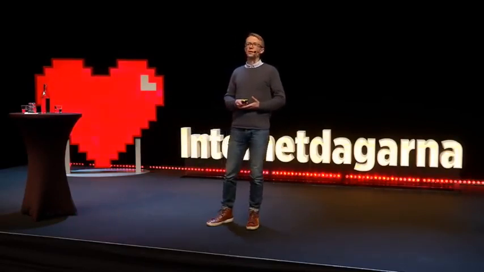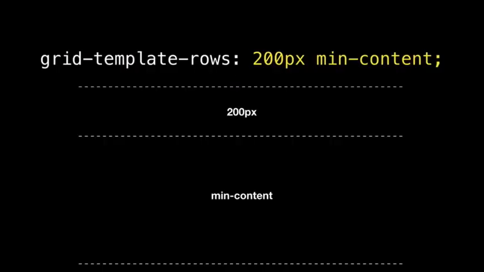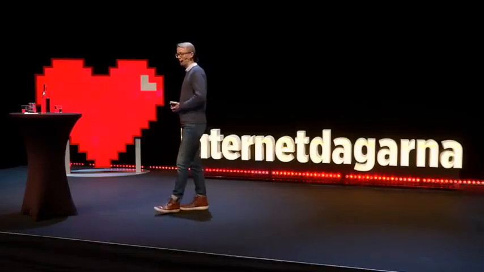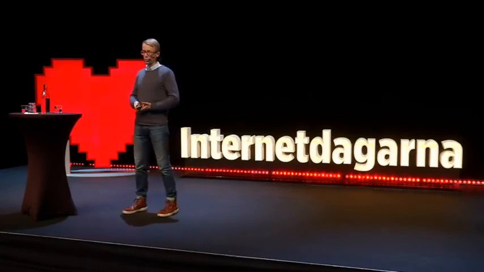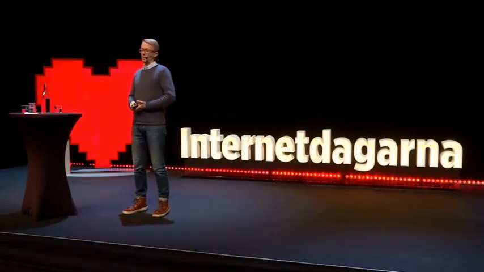So here I'm creating a 200 pixel header row, and then the rest is allocated to whatever the content needs as a minimum. There's also a max-content keyword. And there are loads more of these keywords in CSS Grid, and I haven't got time to go through all of them, unfortunately. But it means we get a lot of flexibility in defining rows and columns.